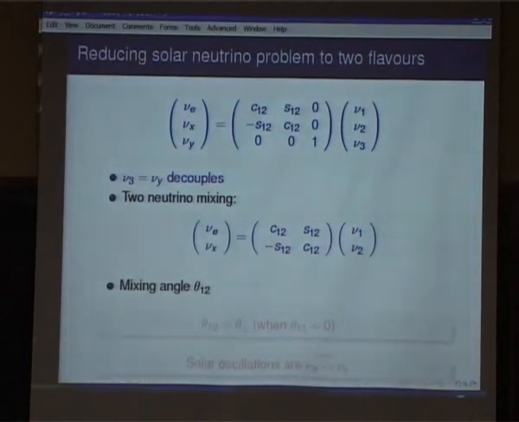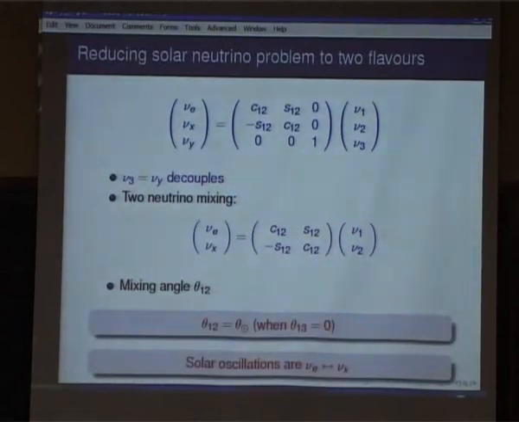Now what do we have? Now we know that theta 12 is the same as theta solar. If we treat the solar as a basis, we assume a mixing angle of theta solar, which means we say that UE and some other state mix with angle theta 12, which is exactly what's happening. So therefore, now we know that theta 12 is theta solar, and we know that oscillations of solar neutrinos are between UE and UX.